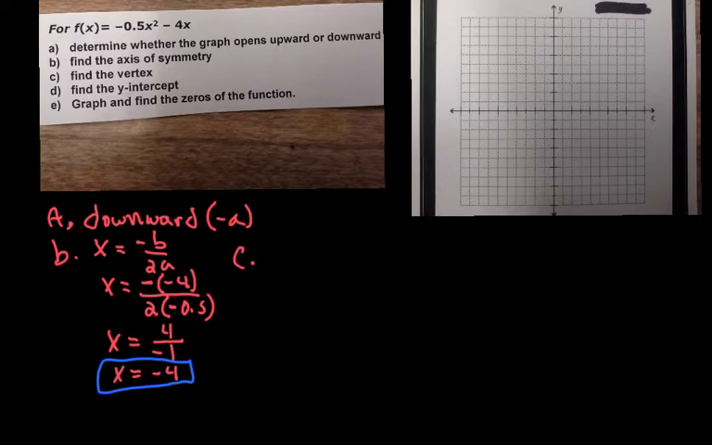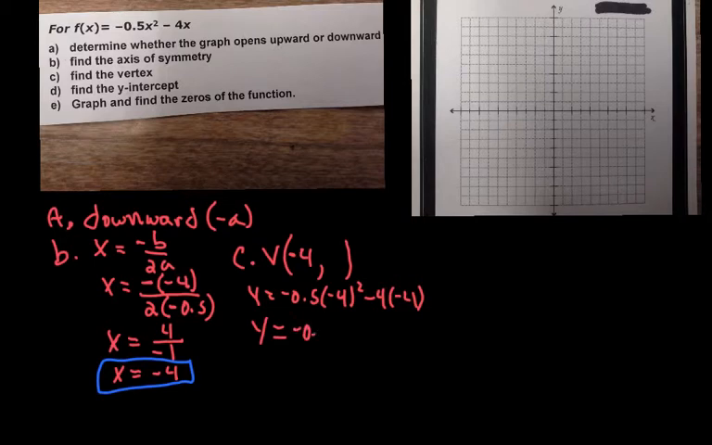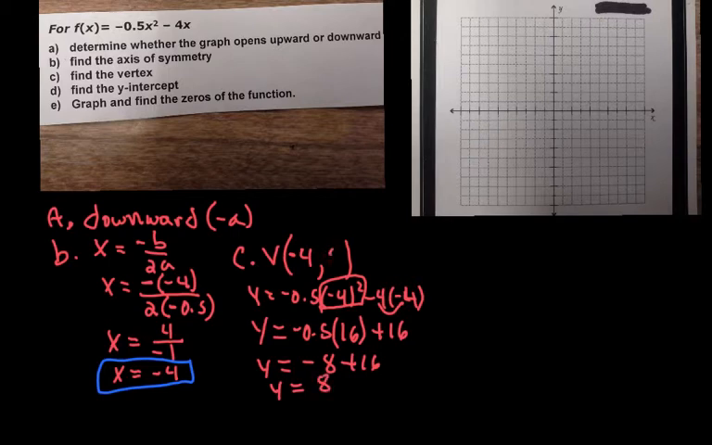So first we need to find the y value. For my vertex, I already have my x. So let me write it down, -4. I need the y. So I'm going to substitute y equals -0.5 times -4 squared, minus 4 times -4. So y is going to be, you bring down the -0.5, you square the -4, that's +16, and then you multiply these two, so it's going to be +16. So y equals negative 0.5 times 16, that's negative 8, plus 16, so y equals positive 8.